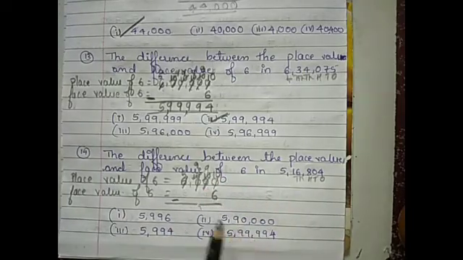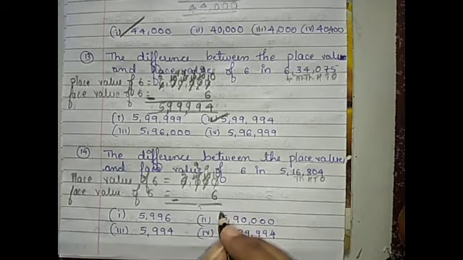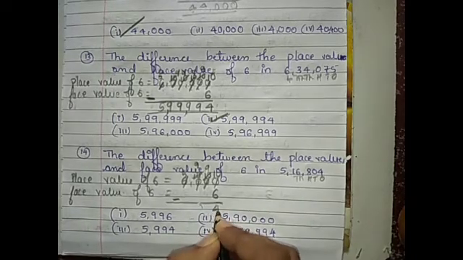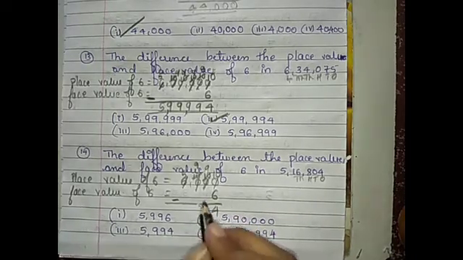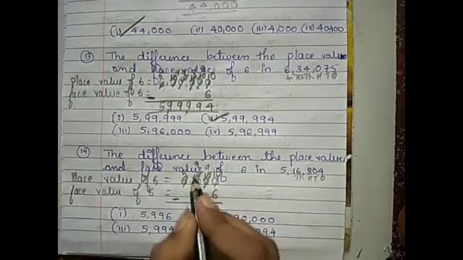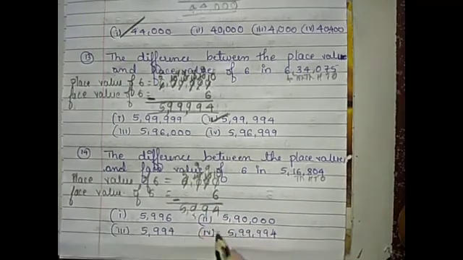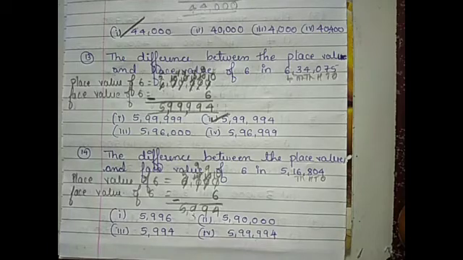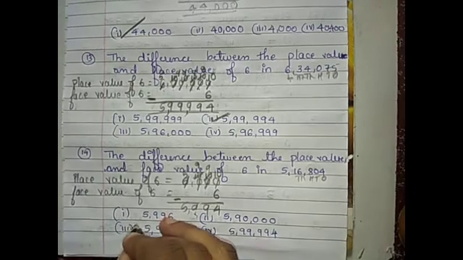Now we can subtract from 10. 10 minus 6 is equal to 4. Write 9 as it is. 9, 5. So the answer is 5994. So here which option is correct? Third option is correct. So we have to tick third option.